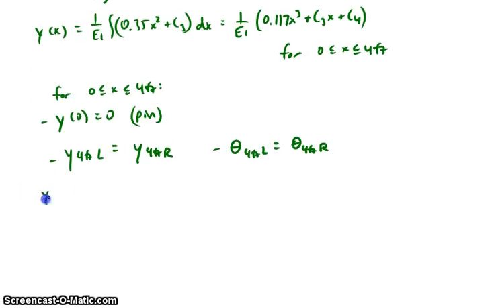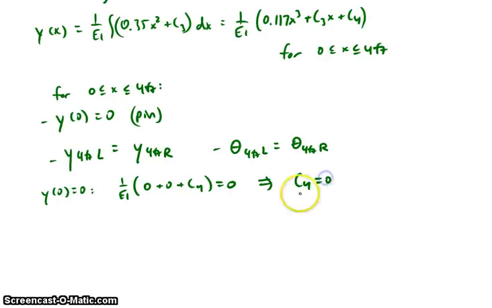Start off by y at 0 equals 0. If we do that, we have 1 over EI times 0 plus C4 equals 0. And so therefore C4 equals 0. Let's next try the continuity condition: y at 4 feet from the left is equal to y at 4 feet from the right. Let's see where that gets us.